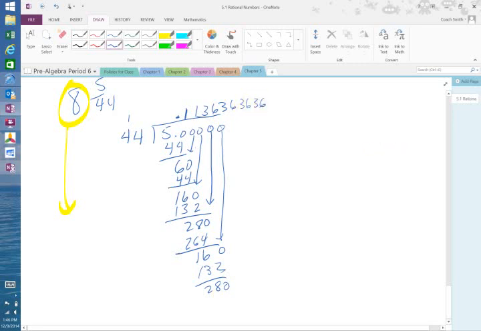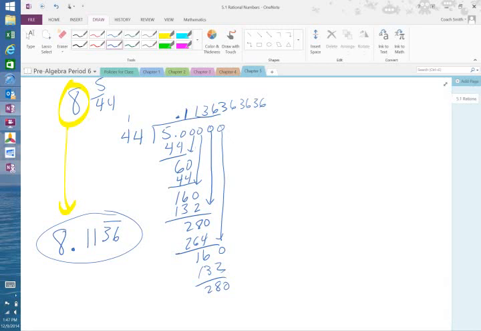So I bring it over here, and I bring down my 8, and then I have 8.1136, and I put the bar over the 3, 6. So that's a repeating decimal number, but it still is a rational number because it started out as 8 and 5 over 44. Okay, any questions over that?